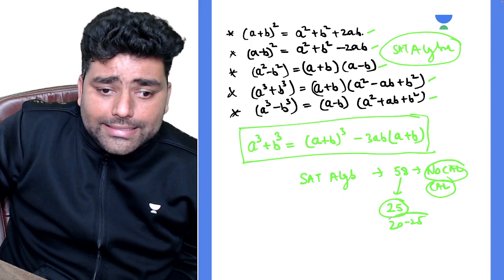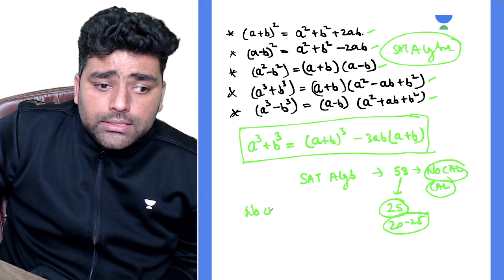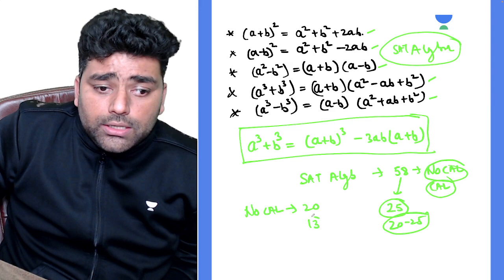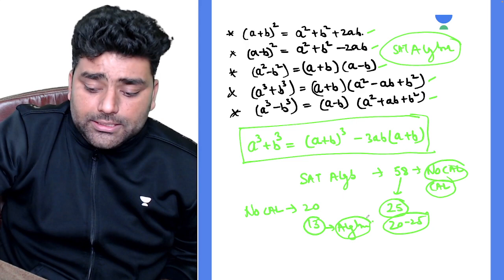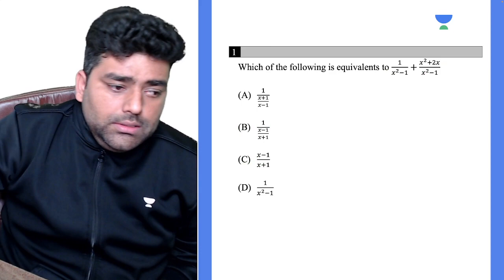Yes, because in the no calculator section, out of 20 questions, almost 12 to 13 questions are from algebra only. So if you have a good hold on algebra, definitely you will do well in SAT mathematics. Okay, then let's do some questions now. Again, change the color of the pen.